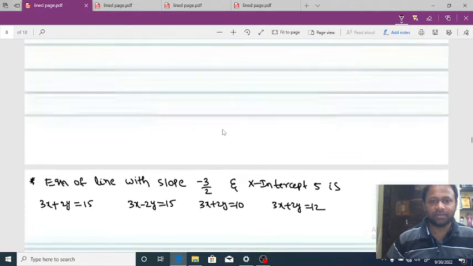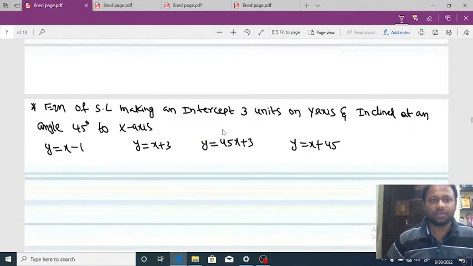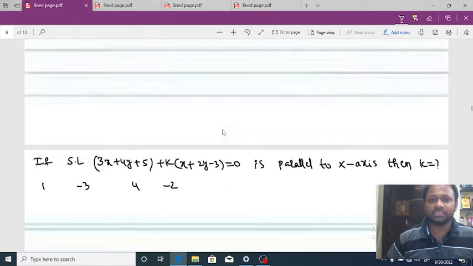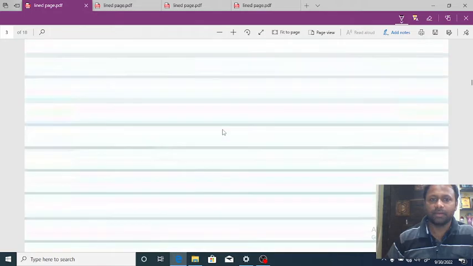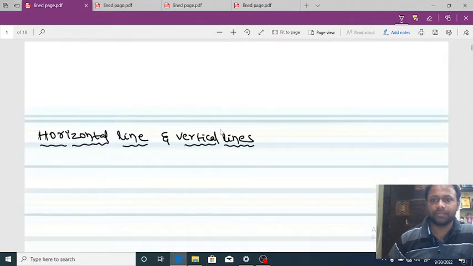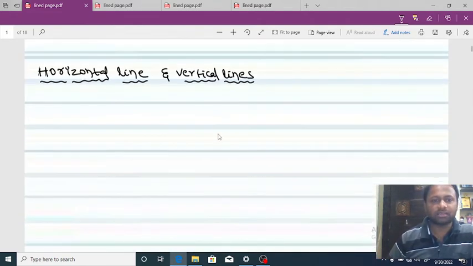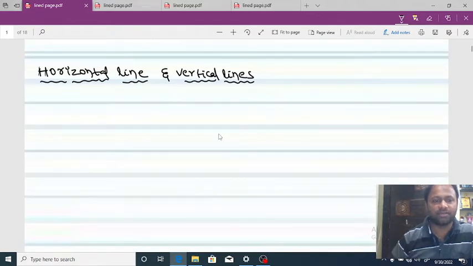Today we are going to continue yesterday's topic, which is based on horizontal and vertical lines. Okay, so in the last class we have seen the definition of a horizontal line. What is a horizontal line? Let us see once again briefly.